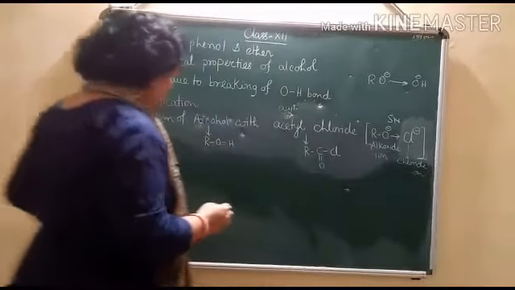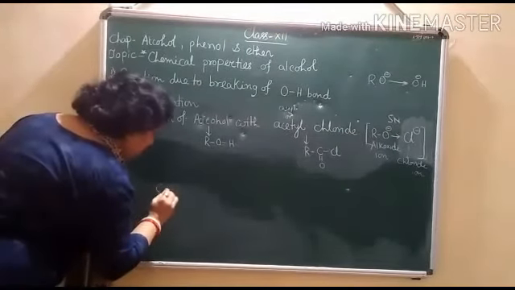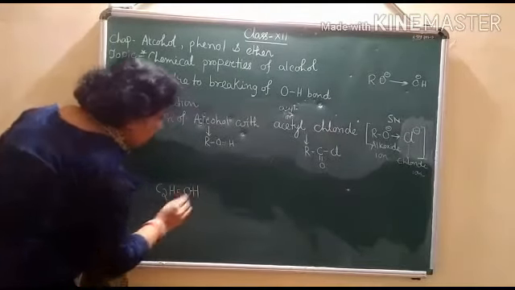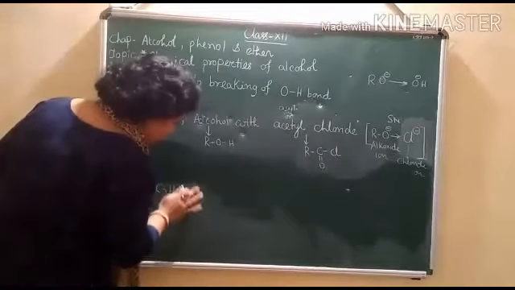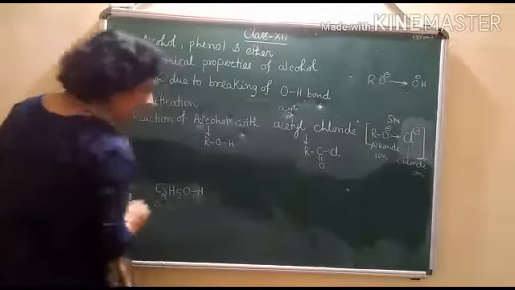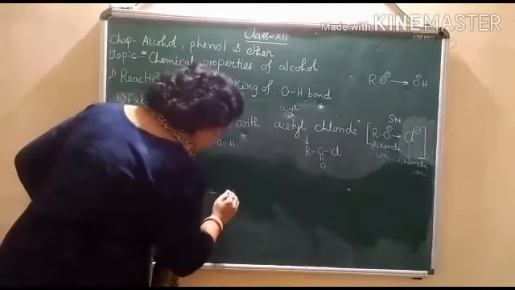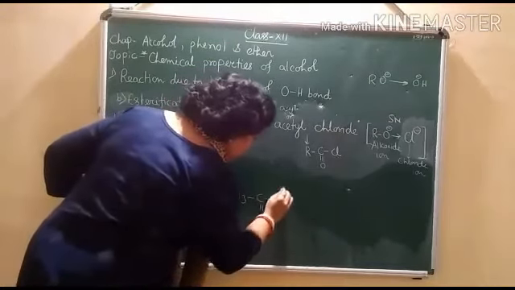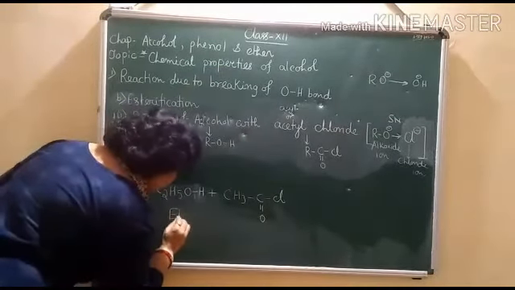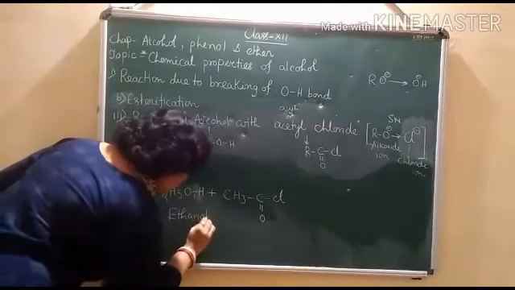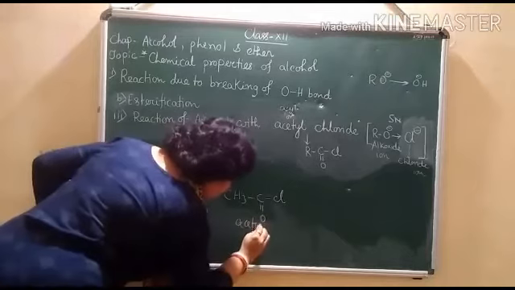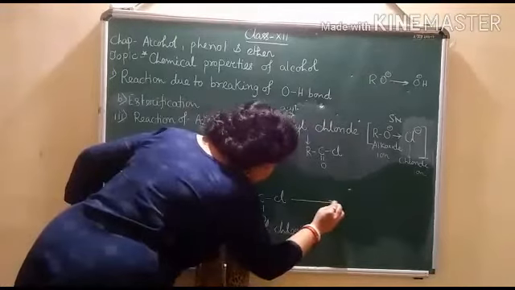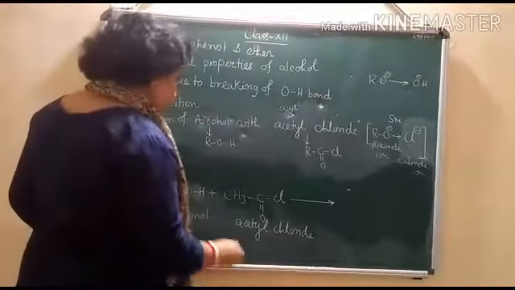So take one example. Write ethanol, C2H5OH, OH bond is there, reacting with acetyl chloride, CH3C double bond O Cl. Write it down. Ethanol, acetyl chloride. When it is reacting, what will it be?